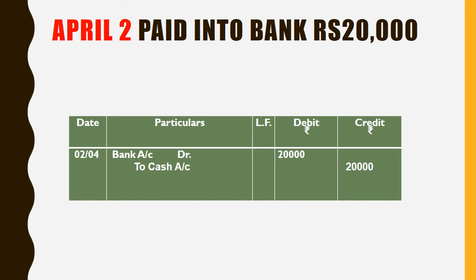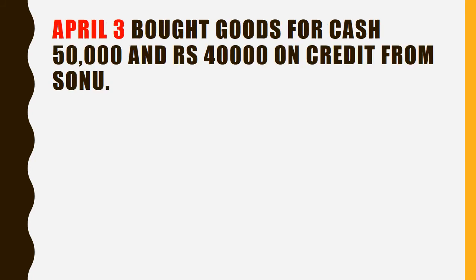Now next, entry is on 3rd April. Bought goods for cash ₹50,000 and ₹40,000 on credit from SONU. It means this transaction will create three effects. One is on purchase, other is on cash, and last one is on SONU. Now, if a transaction creates more than two effects, then it will be termed as compound entry. Therefore, it is a compound entry.